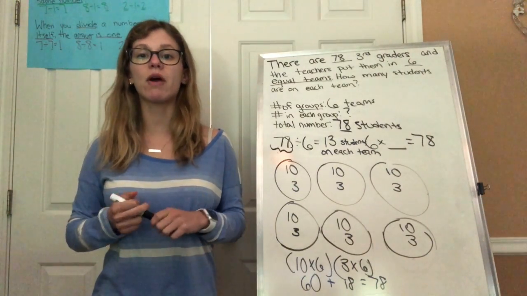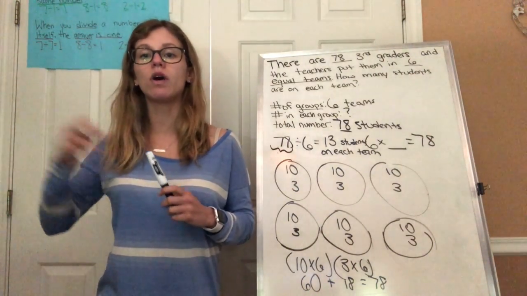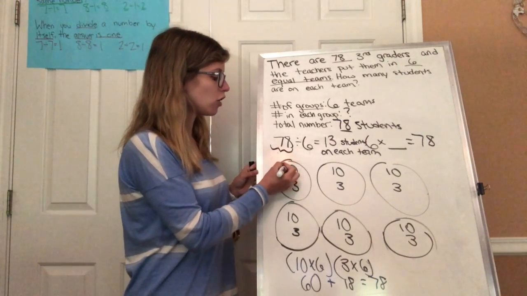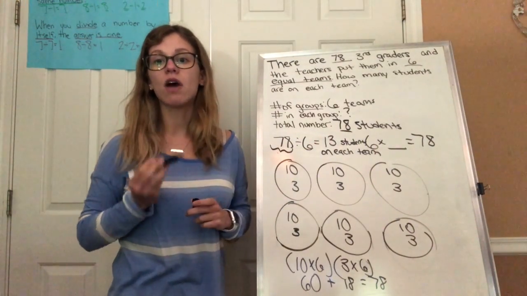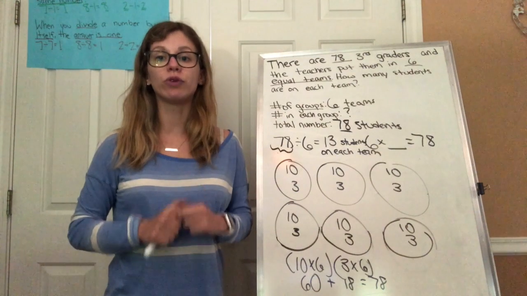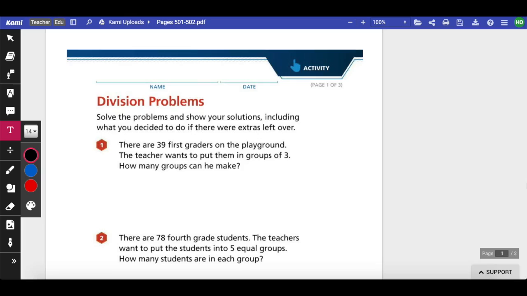I also want you to be thinking about, instead of dealing out one by one by one, dealing out in larger groups, just like we did with 78. If I dealt out each single student, it would have been really easy for me to lose track. Here is your have-to for today. It's pages 501 to 502, and it is division problems. So you're going to solve the problems and show your solutions, including what you decided to do if there's extras left over. Some of these problems might have remainders or leftovers. So it might not completely be equal in each group, so you need to think about how many are left over and what you are going to do with them.